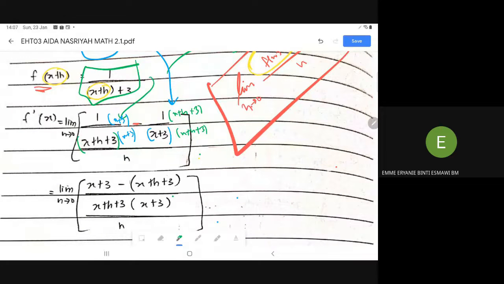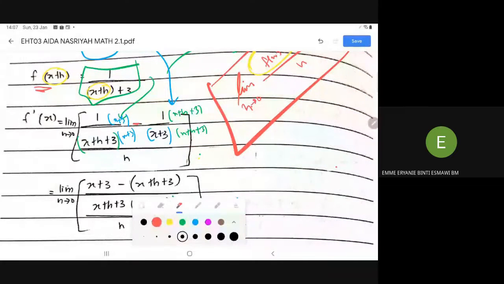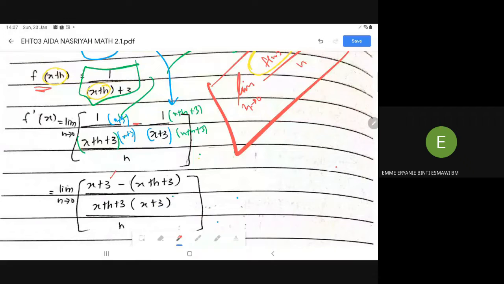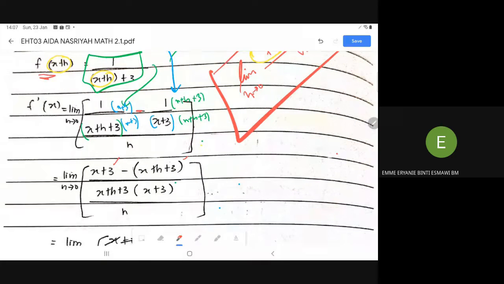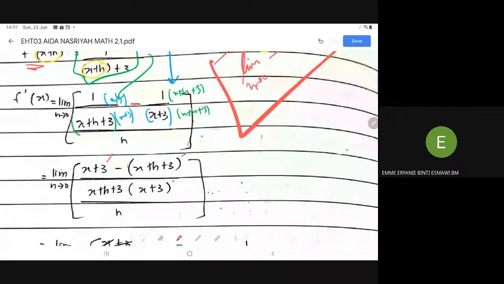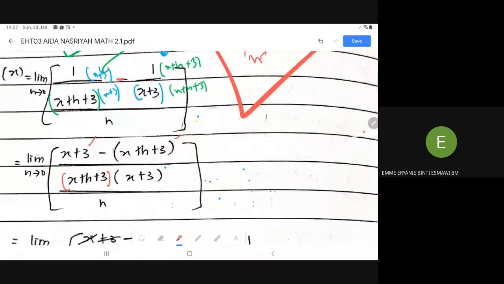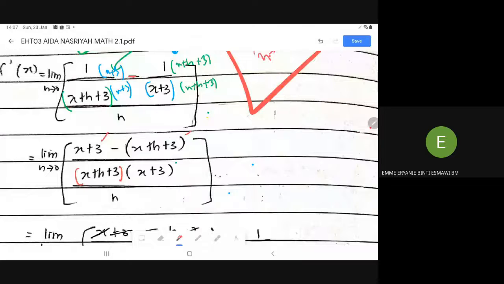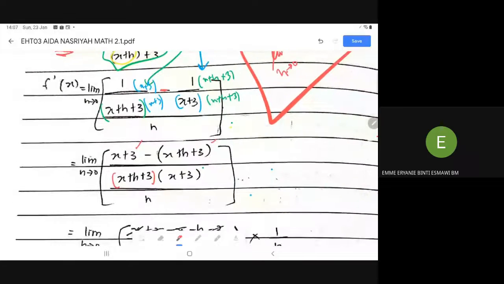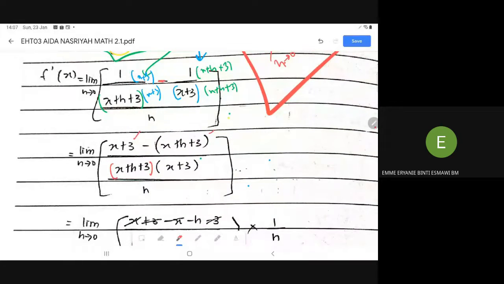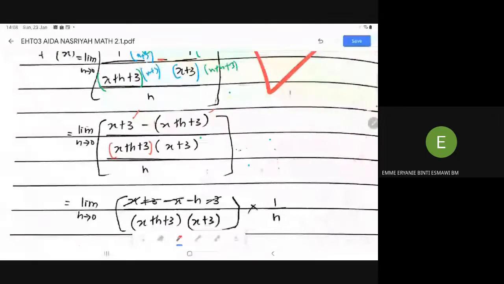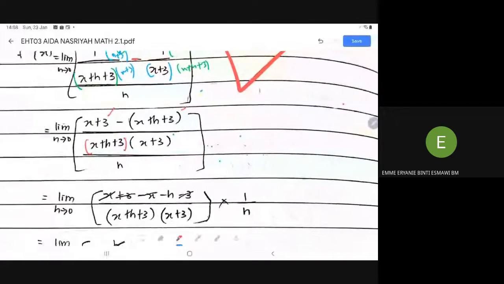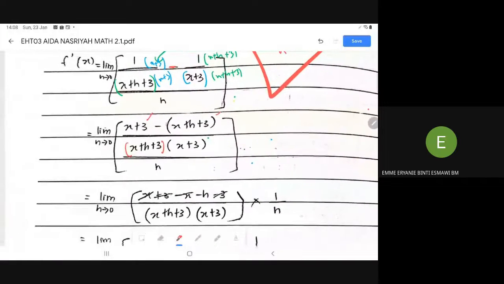After that, since atas tu is just 1, so 1 multiplied with x plus 3 is just x plus 3. 1 multiplied with x plus h plus 3 is x plus h plus 3. And then there's minus dekat depan tu. So bawah ni dia dah combine dah. Jadi, x plus h plus 3 times x plus 3. Aida sini tadi tertinggal bracket. You have to write bracket there, kalau tak nampak macam only 3 yang darab dengan x plus 3. And then over h kat bawah sekali.